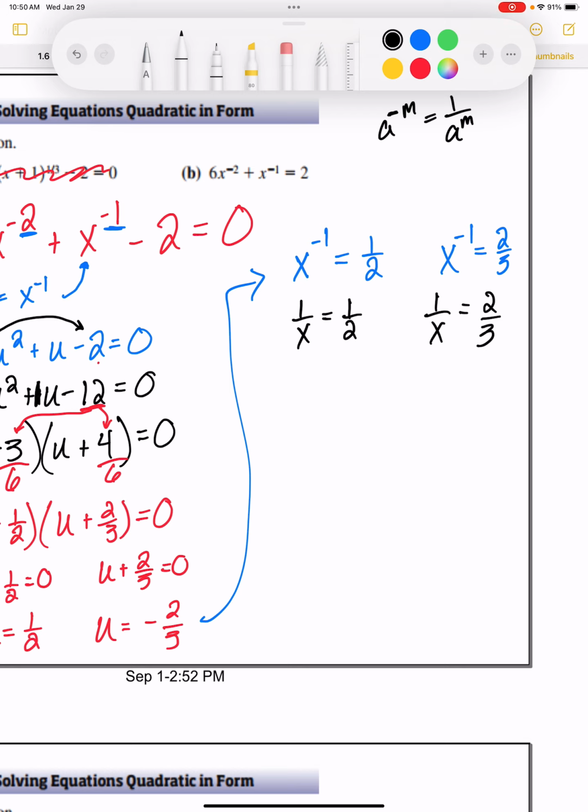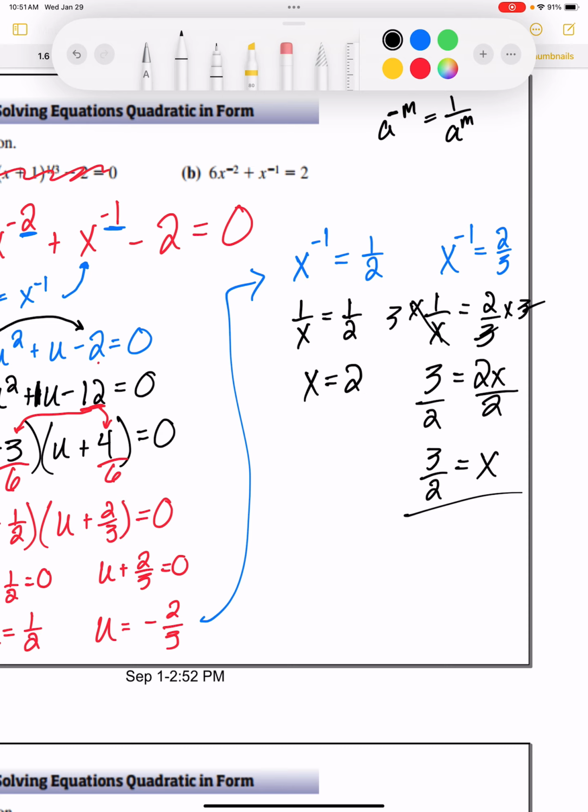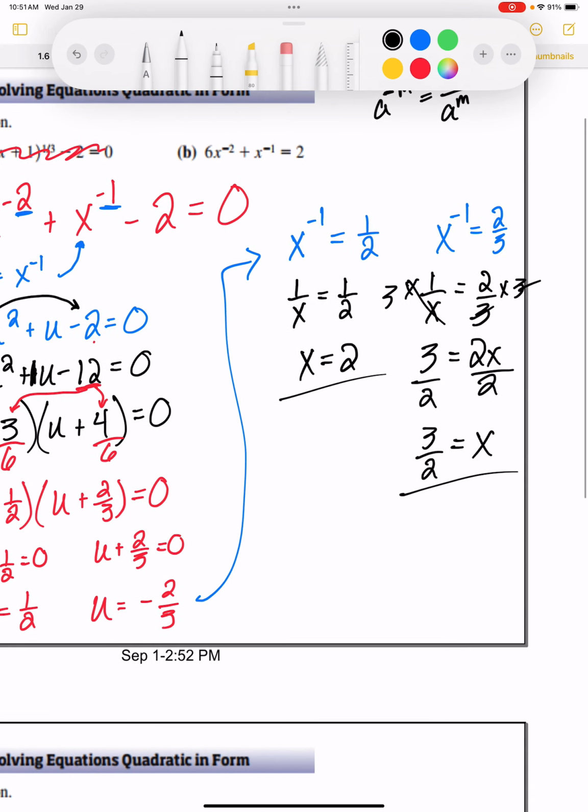So now I'm saying, okay, I just multiply both sides by x, multiply both sides by 2, and I have x equals 2. Multiply both sides by x, multiply both sides by 3. So I'll do it over here, x and x cancel out, 3 and 3. So then I have 3 equals 2x, divide both sides by 2, 3/2 equals x. So there you go.